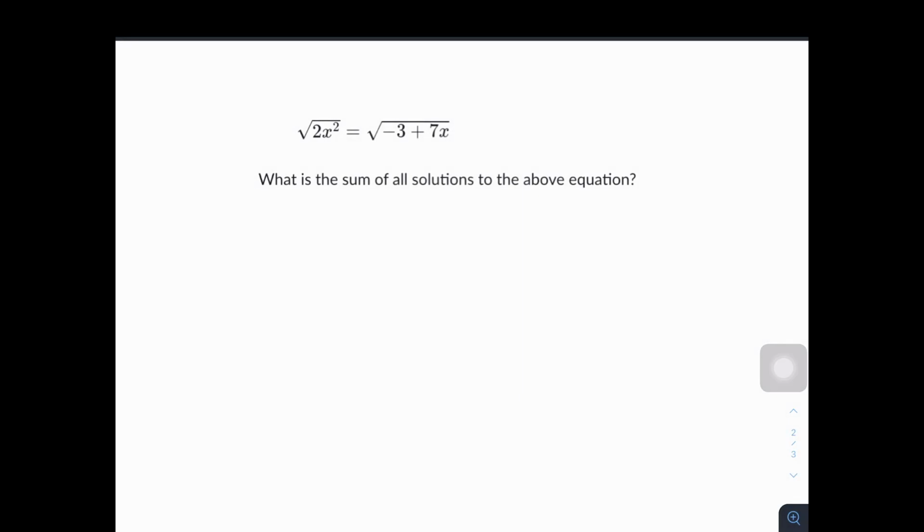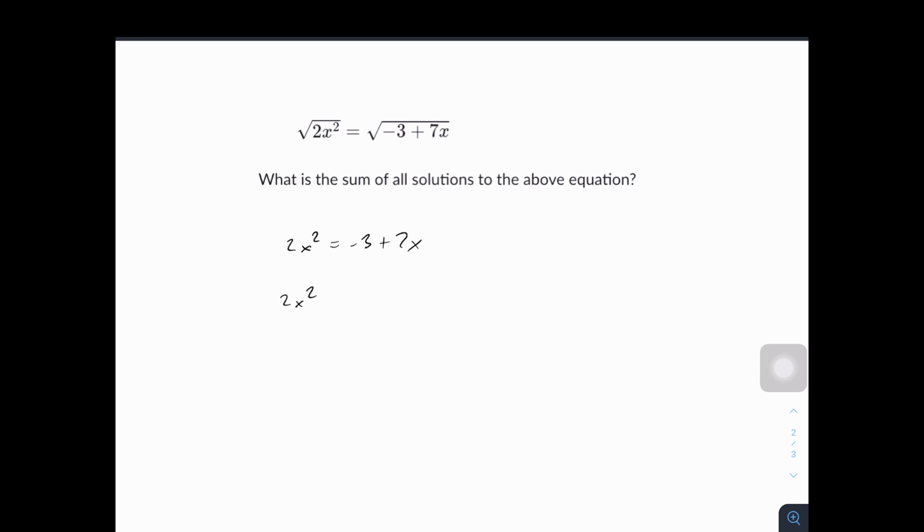What is the sum of all solutions to the above equation? Square root of 2x squared is equal to square root of negative 3 plus 7x. So we need to remove the square root on both sides, and to do that, we'll square both sides. 2x squared is equal to negative 3 plus 7x. Now we need to move everything to one side, and let's move everything to the left side.